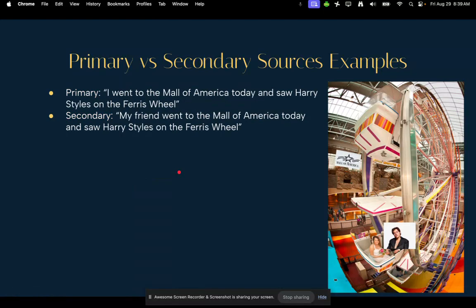All right, another good example. Primary source: I went to the Mall of America today and saw Harry Styles on the Ferris wheel, right? You are witnessing Harry Styles on the Ferris wheel. You are there for the event. That is a primary source. A secondary source would be: my friend went to the Mall of America today and saw Harry Styles on the Ferris wheel. That's a secondary source because you yourself were not there to witness it. Your friend witnessed it, and now she's telling you about it.